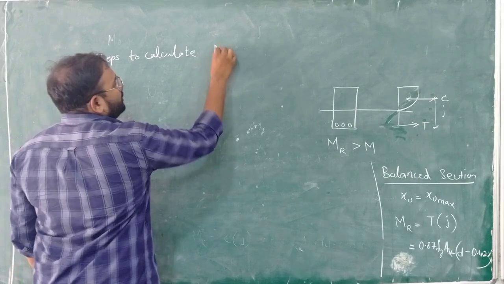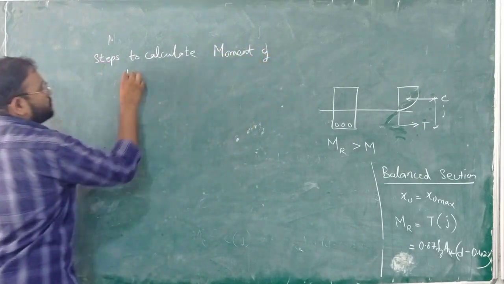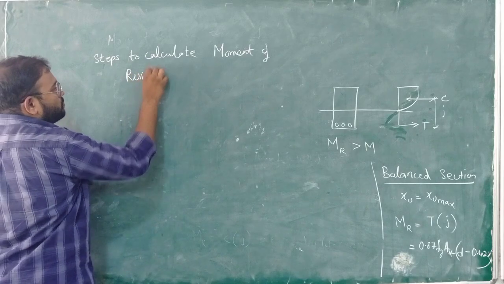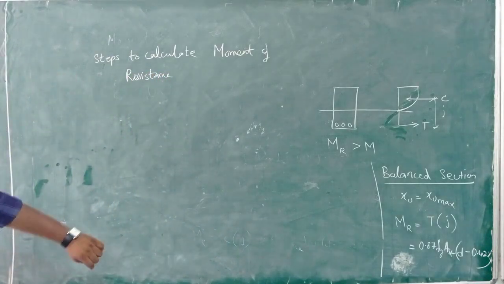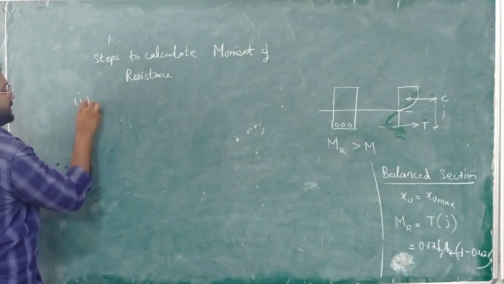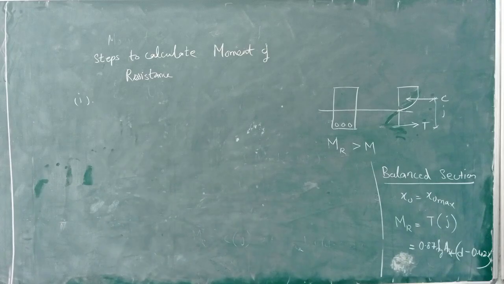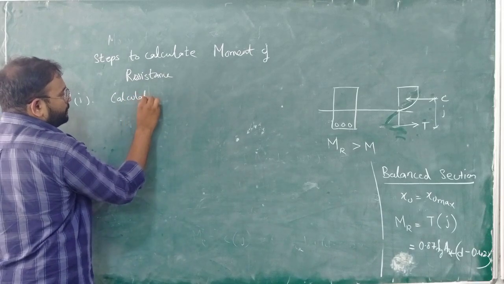So these are the formulas for moment of resistance only for singly reinforced beam, not for doubly reinforced beam. For doubly reinforced beam, the concept will change. Why? Because we also have compression reinforcement there, along with concrete. So that has to be taken into account while calculating moment of resistance.